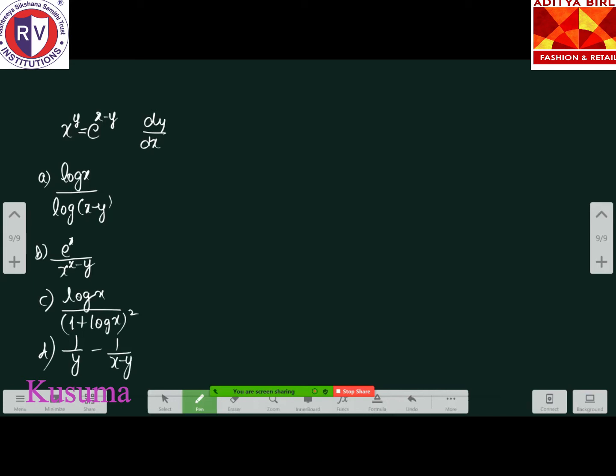So we have got here x to the power of y is equal to e to the power of x minus y. How do you differentiate this? Tell me how to differentiate this. Can we make use of logarithmic differentiation here? Yes, ma'am.